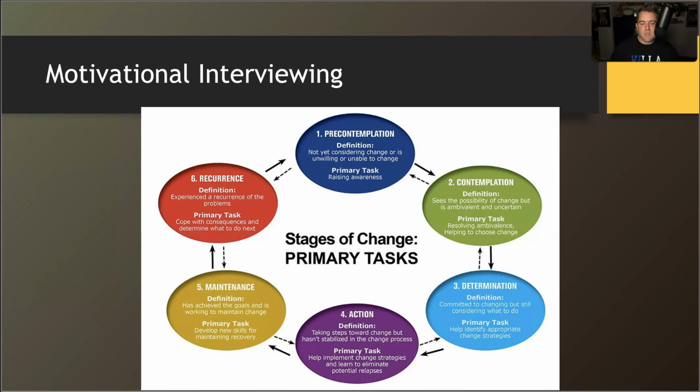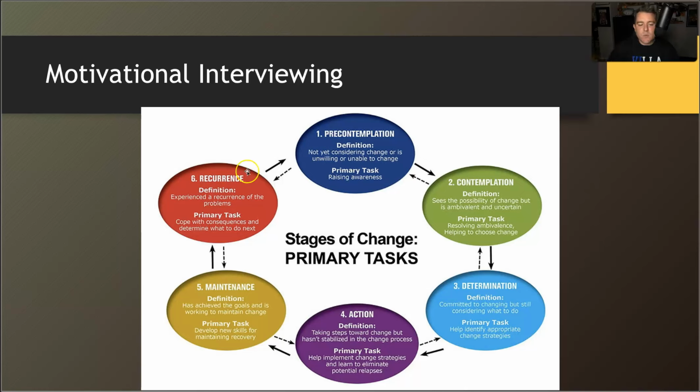I've got resources. I found the thing that works. I'm in maintenance phase and that feels good. Okay. So at maintenance, people can get out of this cycle and kind of just live life, whatever it is, or there's a recurrence, relapse, however you want to look at it, and the cycle starts over.